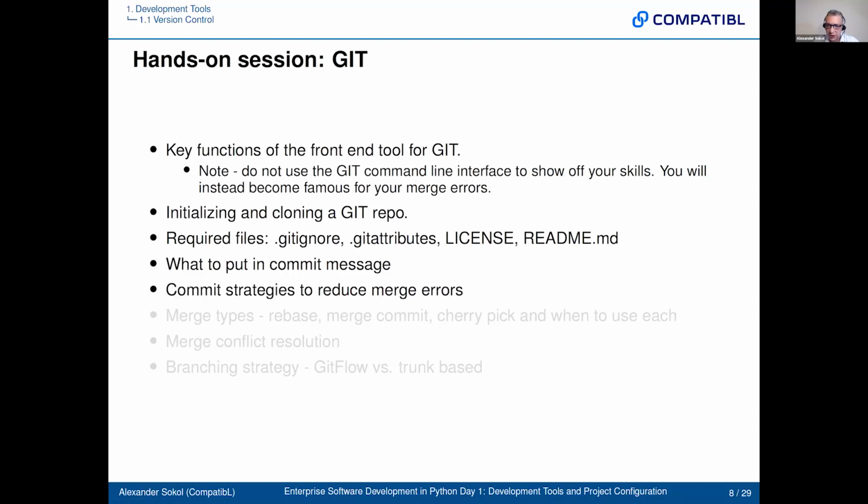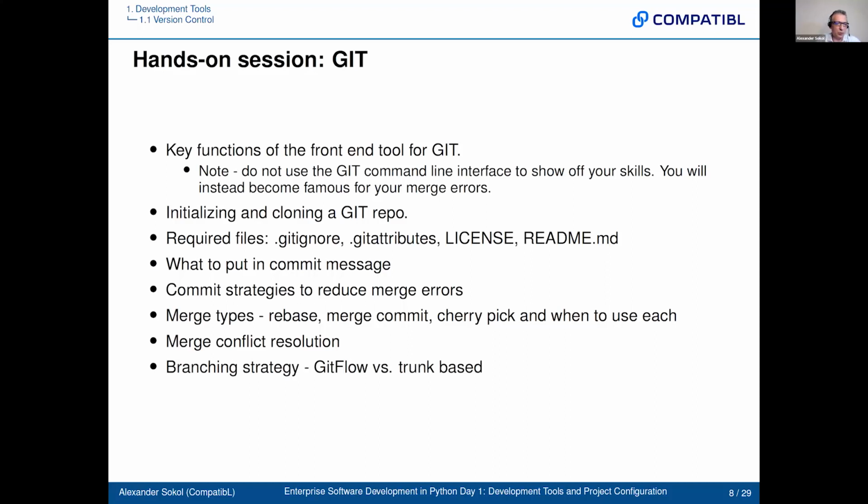And then more interesting stuff: commit strategies to reduce merge errors, merge types, rebase, merge commit, cherry pick, and when to use each. Something called git flow, which is a way to manage branches. That's one way, and the other one is called trunk-based development. So we'll talk about that. Merge conflict resolution, and oh yeah, they already mentioned branching strategy. So with that, let's go to the hands-on session.